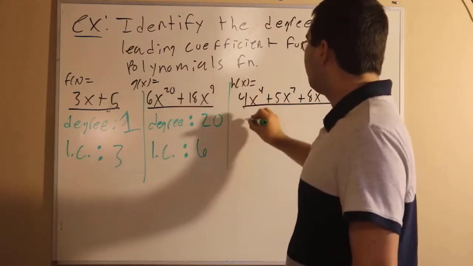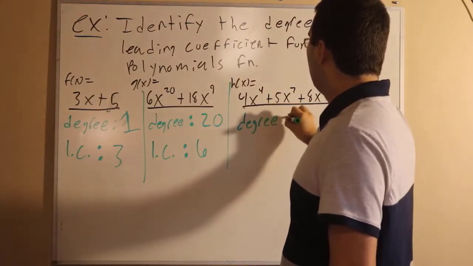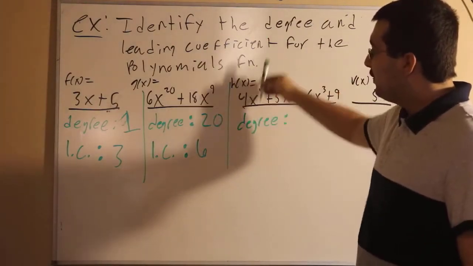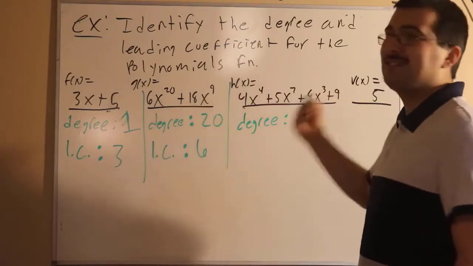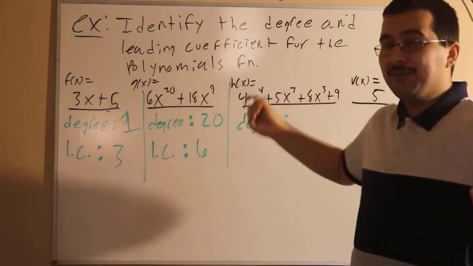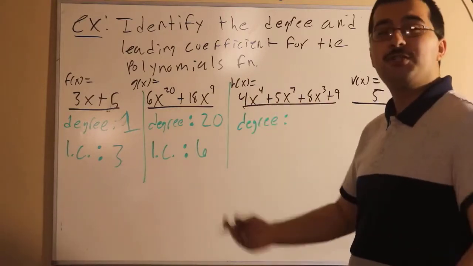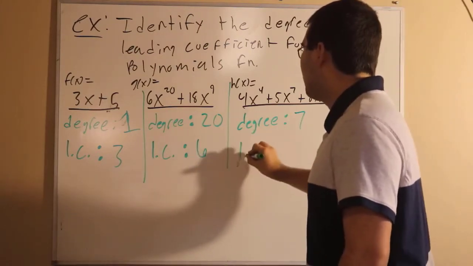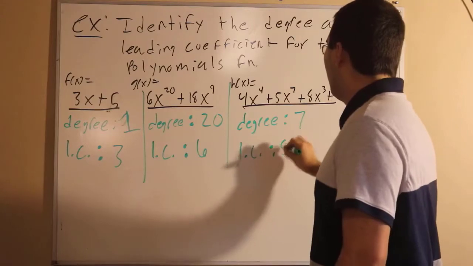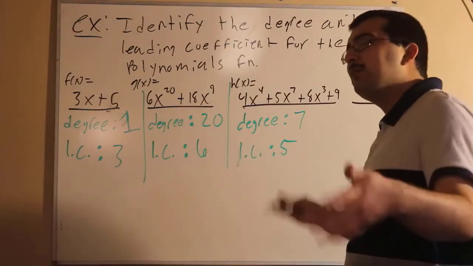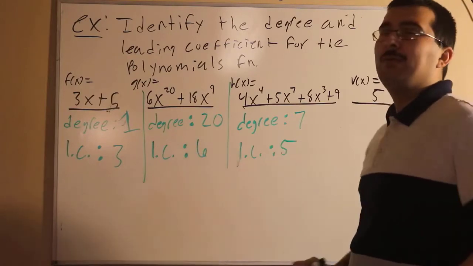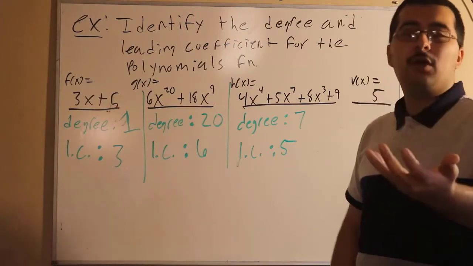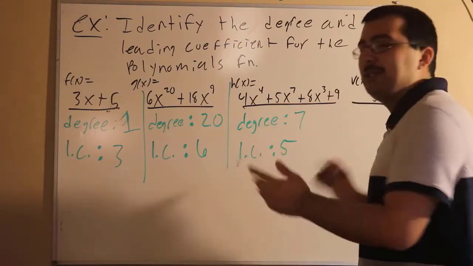All right, and then for our next one, right? What is our degree? So it's not 4. The 4 times x to the fourth may be the term that shows up first, but the degree is the largest power, and so our largest power is 7, and so that makes our leading coefficient 5. All right, so always be careful. Sometimes when you're given a polynomial, it may not be written in descending order with the largest power first and then decreasing powers afterwards.